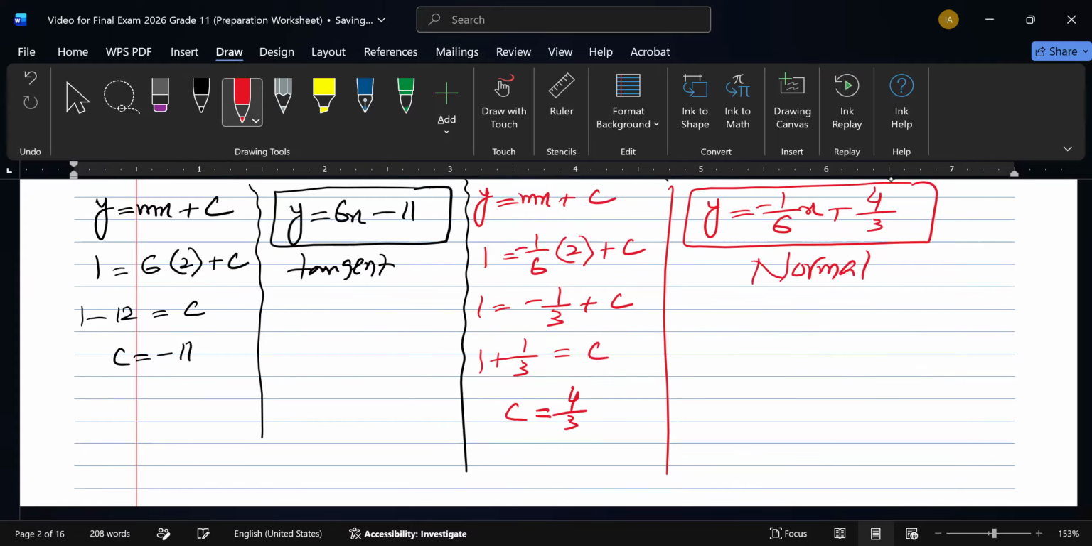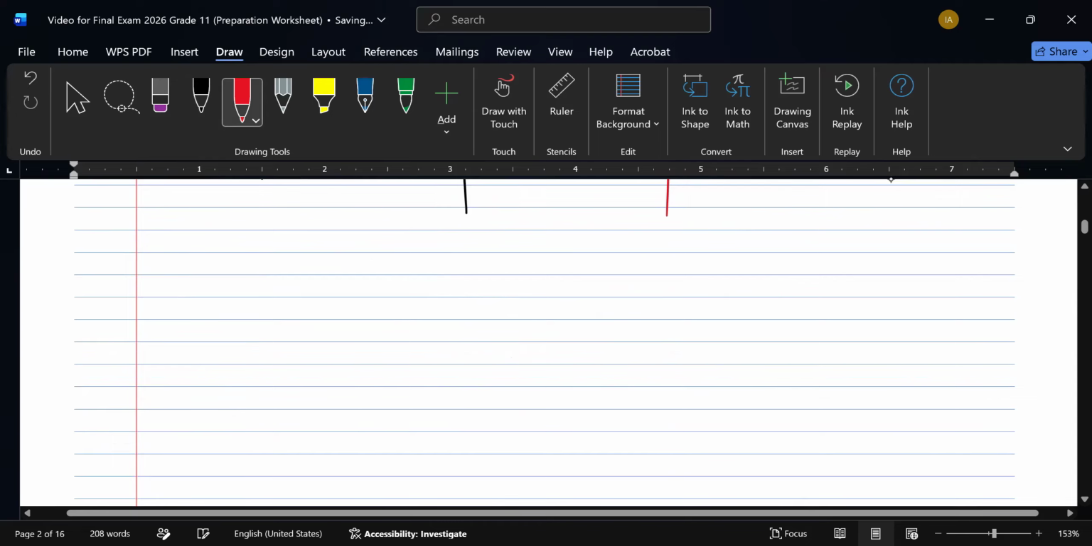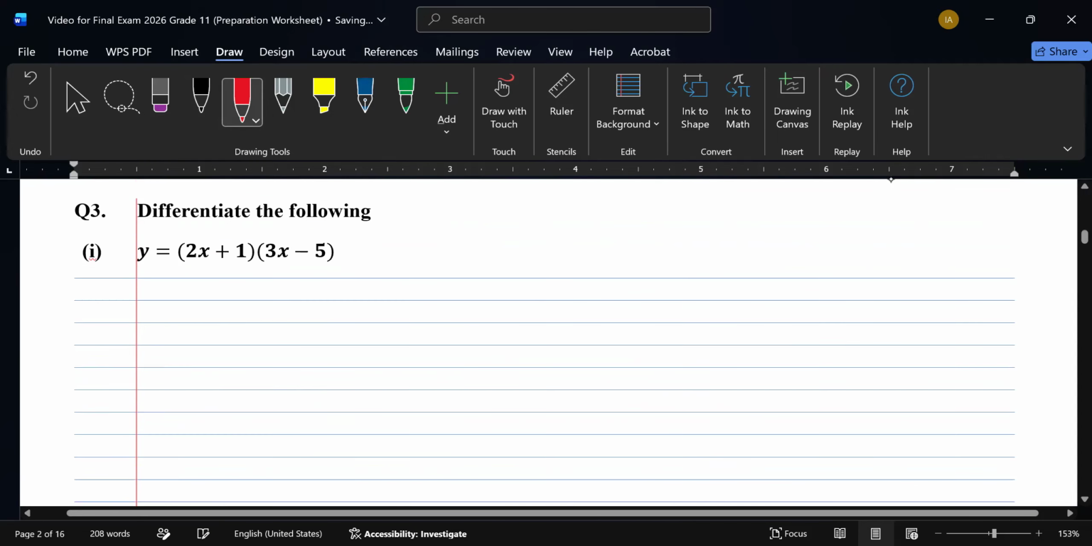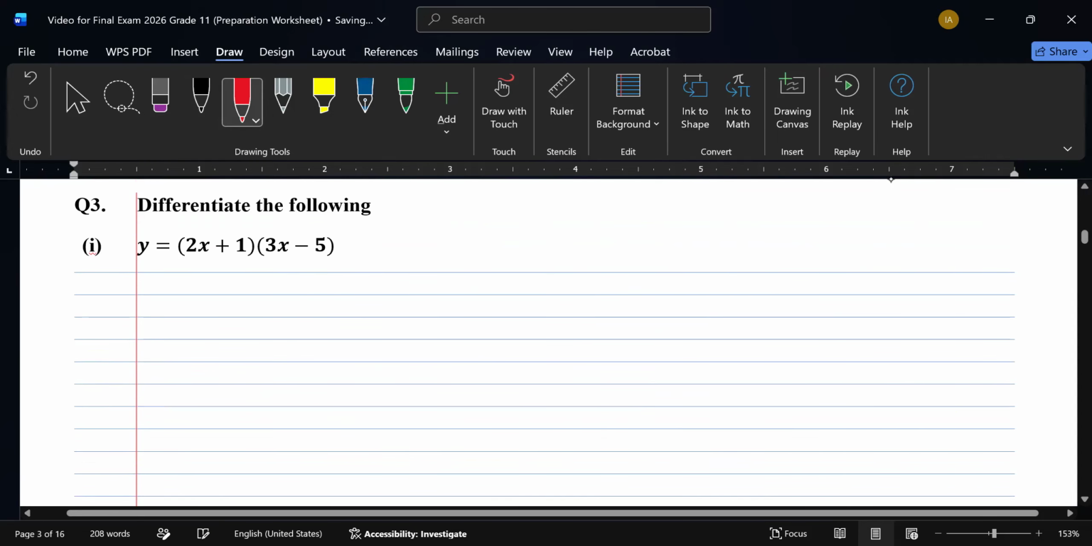Okay, let's move to the next question. Let's see what the next question is. The next question says, differentiate the following. Okay, what I observe is two brackets. First, we must expand the two brackets, and then we can differentiate the equation. How do I expand the brackets?